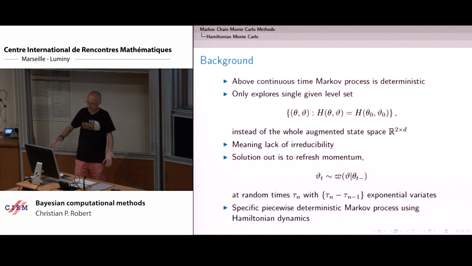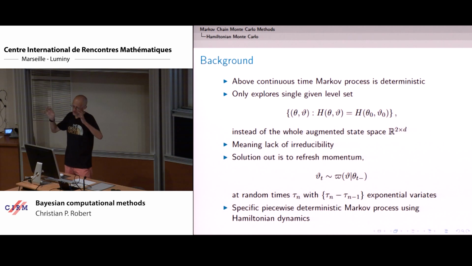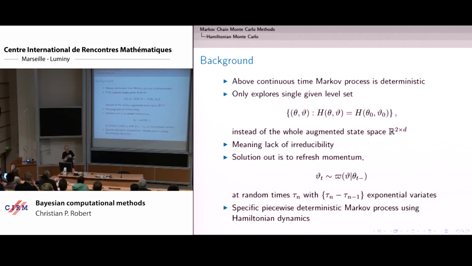Of course, assuming you were able to solve these differential equations and preserve the Hamiltonian, there is absolutely nothing random in the picture. So it's fully deterministic, and it doesn't change the value of the Hamiltonian, although the purpose is to simulate from this distribution. So at this stage, the objection is that it's not at all irreducible. That's not a simulation method.